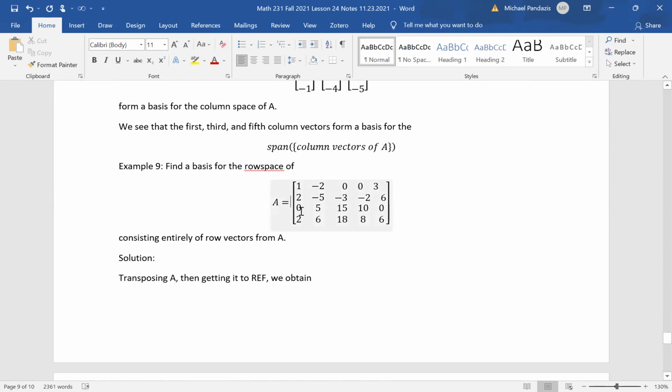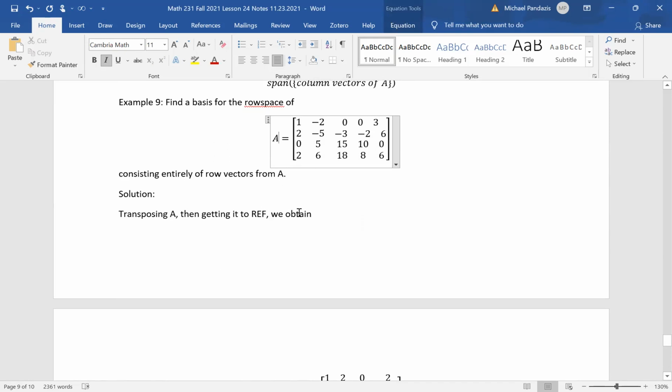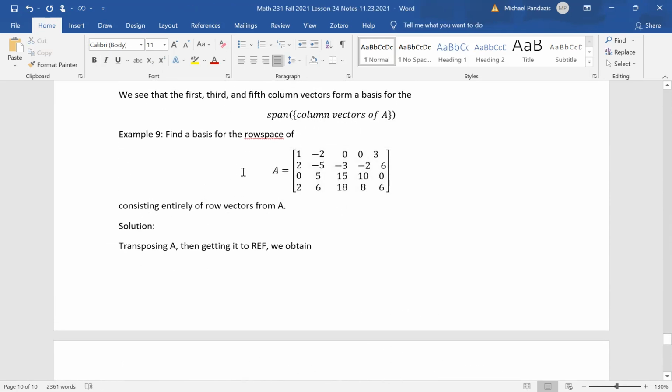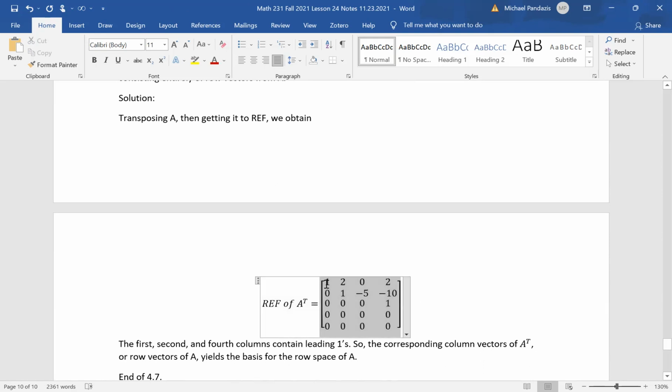First, you transpose A. Switch the rows and columns of A to get the matrix called A transpose. Now that we have A transpose, get that to row echelon form. One row echelon form of A transpose is this matrix. The question is about a basis for the row space. We want a theorem that only uses columns. So switch the rows and columns of your matrix so that the rows in your original matrix A are now the columns of the matrix A transpose. So get the matrix A transpose. Now take the row echelon form of A transpose.